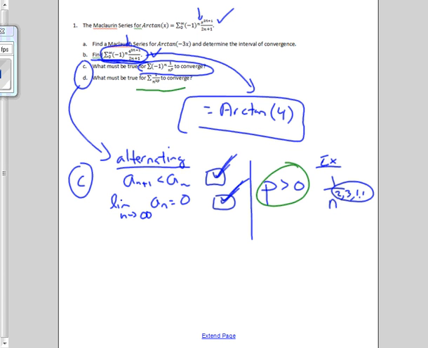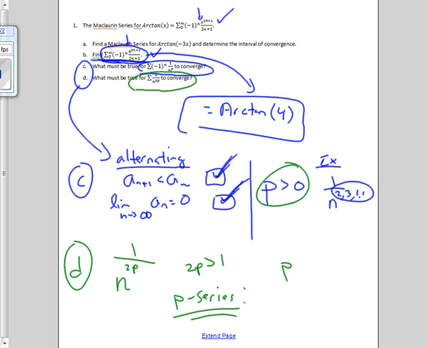And in the next one, it's not alternating, so it's a p-series test, 1 over n to the 2p. We know that 2p must be greater than 1 from the p-series test. So therefore, p must be greater than 1/2.